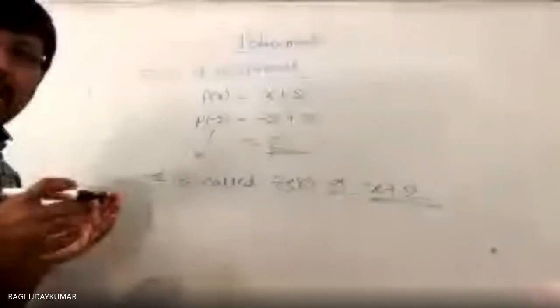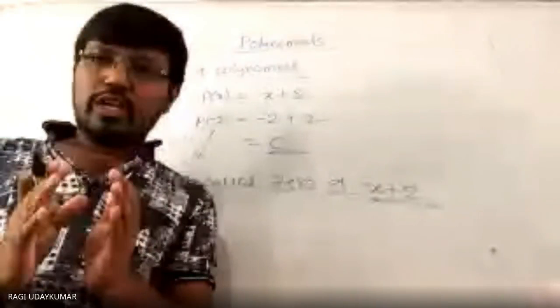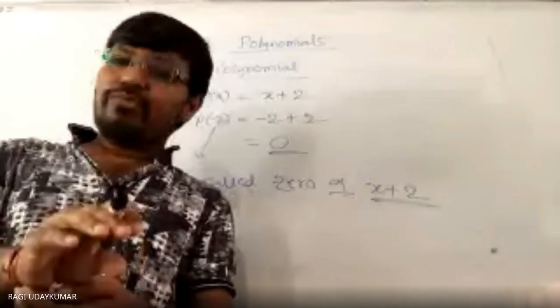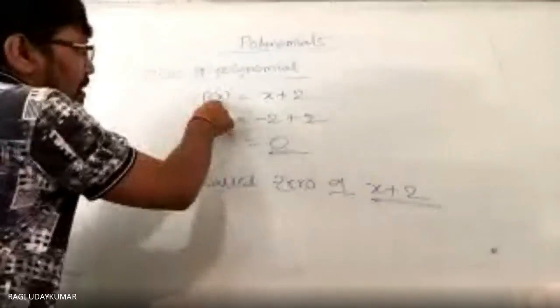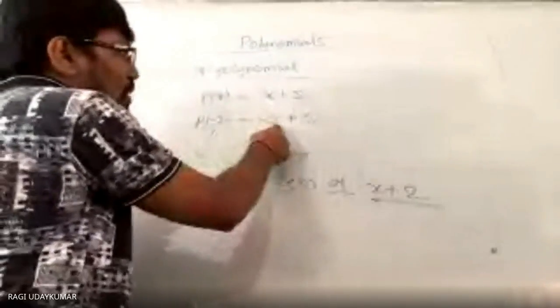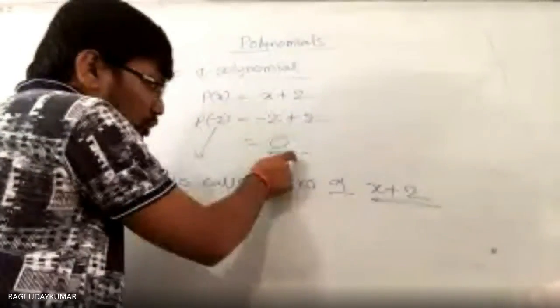is nothing but the polynomial. In the place of the variable, what number you are substituting. Suppose p of x is equals to x plus 2, and p of minus 2: what is minus 2 substitute कर रहे हैं तो 0 आ गया.